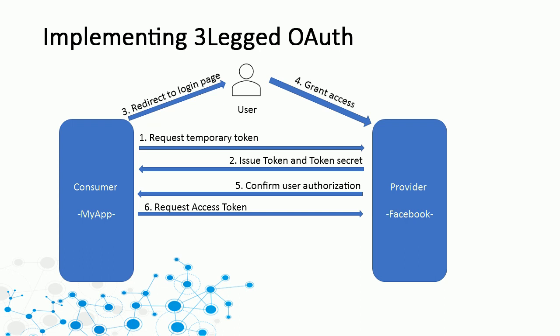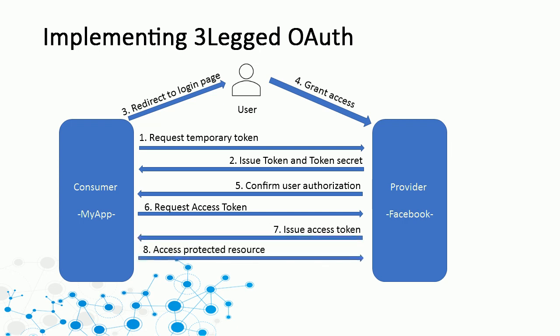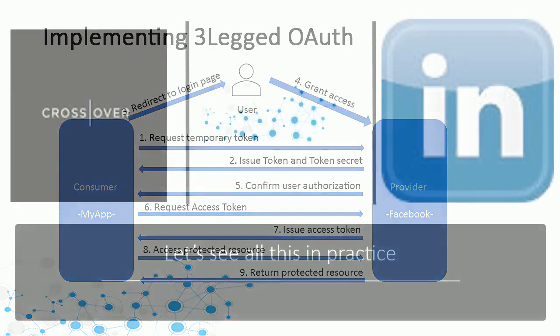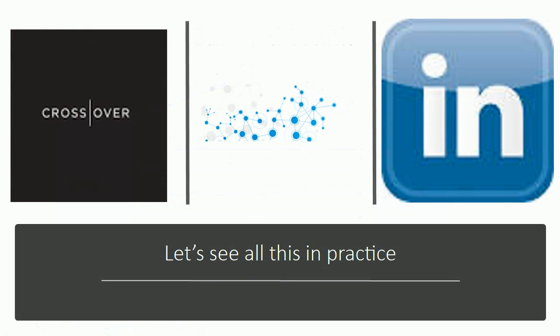Once provider will return the access token, consumer will go ahead and access the protected resources, in our example the Facebook photos, that will be returned by Facebook services. As you have been patient on listening to all this long 9-step communication flow between our stakeholders involved in a three-legged open authorization, I would like to close today's session with a more familiar example by demonstrating how authorization happened between Crossover application and LinkedIn services.